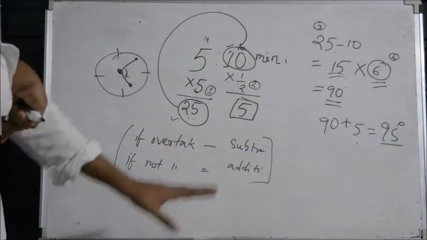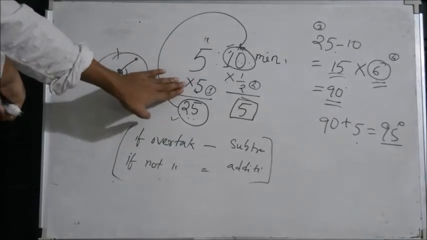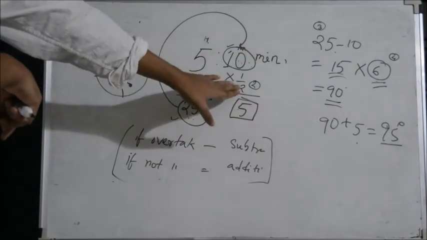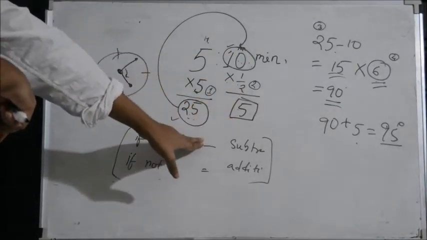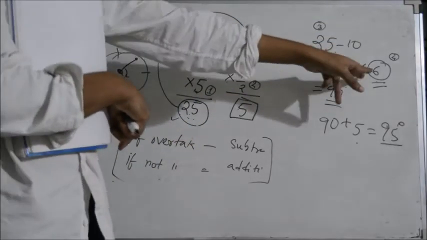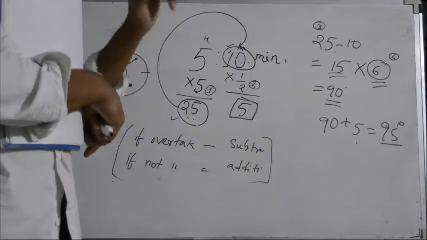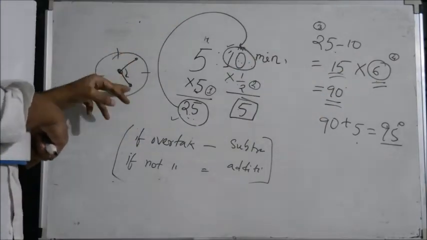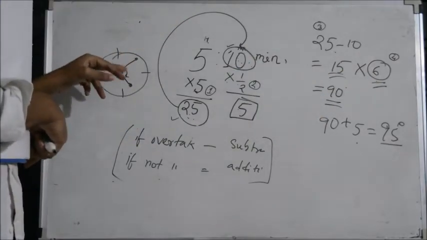It's very easy. Once again I am repeating, 5 multiplied with 5 is 25, 10 multiplied with half is 5. Now subtract 10 from 25, you will get 15. In this step you will multiply with 6, you will get 90. Now we will check whether the minute hand is overtaking the hour hand. Here the minute hand is not overtaking the hour hand.